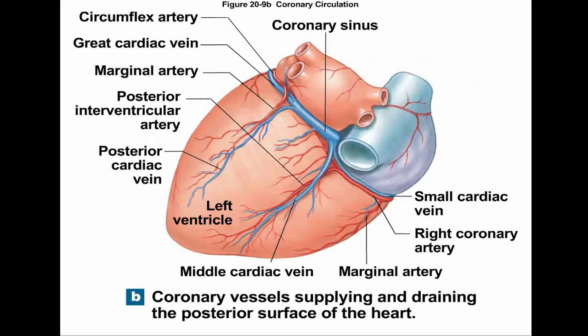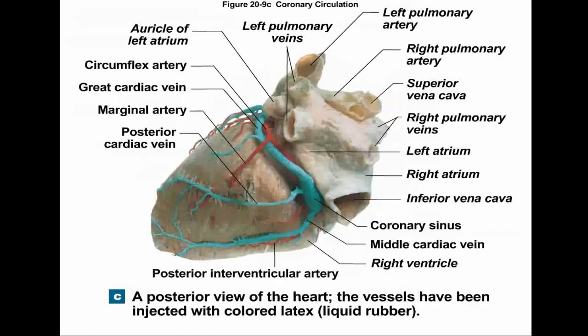So here you can see another view of the heart, which is showing you more of the blood vessels. And you can see where the coronary sinus is, where the coronary veins are draining back into the right atrium. Here we've got an actual human heart which has been treated, and the blood vessels on the outside, the coronary vessels, have been treated with a dye so that you can see their structure.